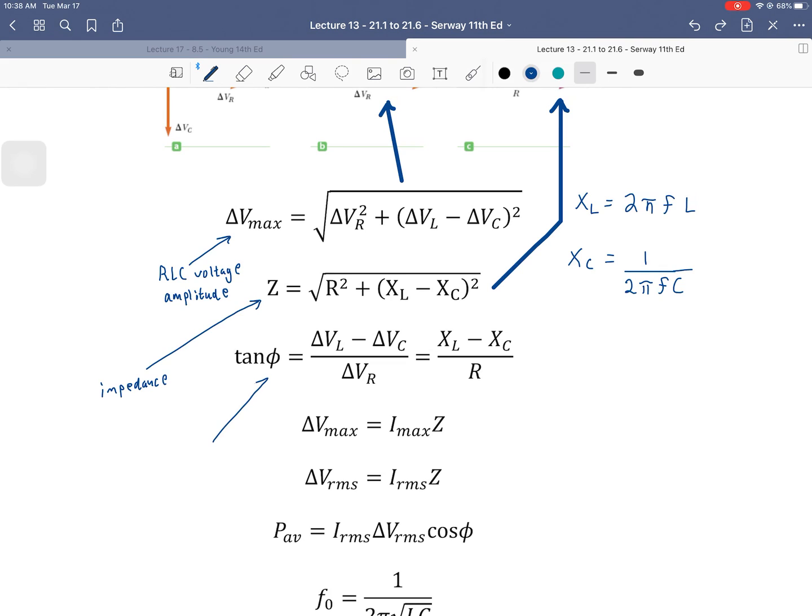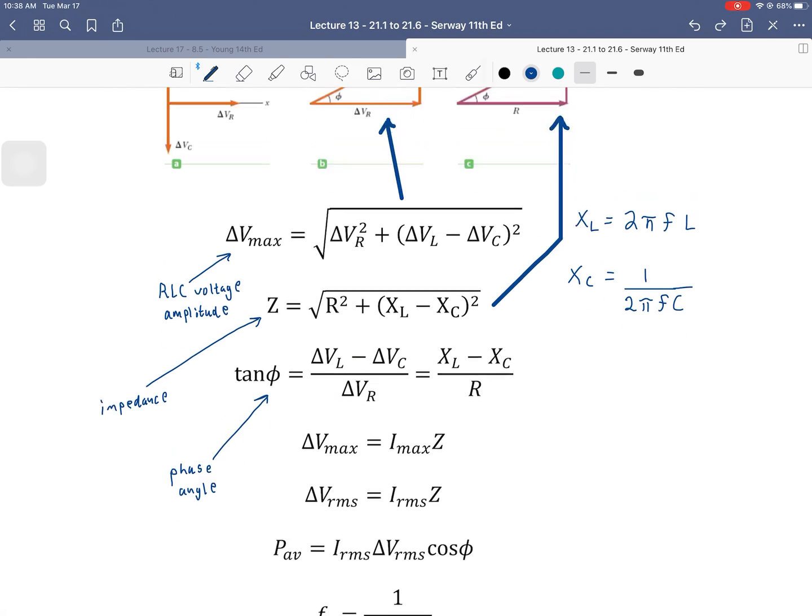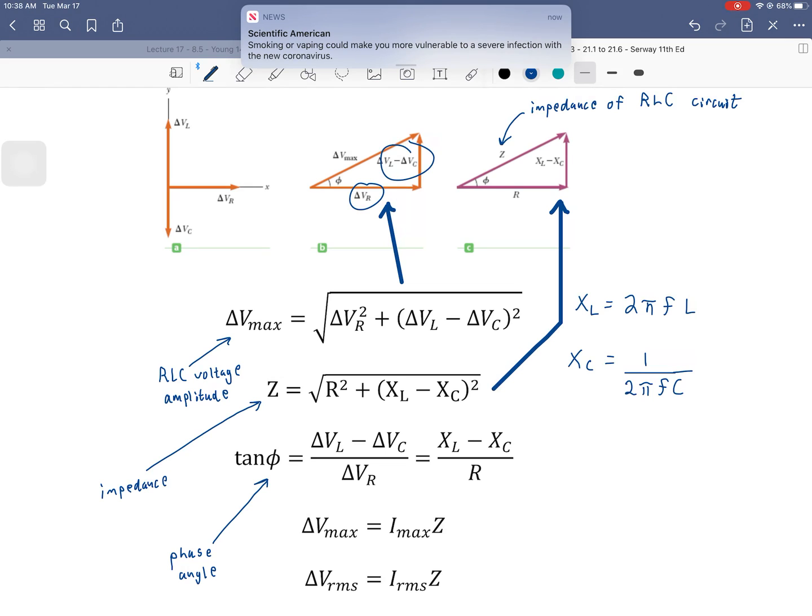Okay, so this is the tangent of the phase angle, the way that you'll generally see it. So here is the phase angle. Again, the phase angle is just the name given to the angle that is defined by the sides of the triangle, as mentioned before. So the tangent of the phase angle would be opposite over adjacent. The opposite side of the right triangle is the difference between the voltages of the inductor and capacitor, and the adjacent side of the right triangle is the voltage across the resistor. This side of the triangle and this one.